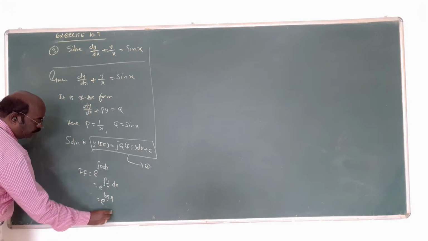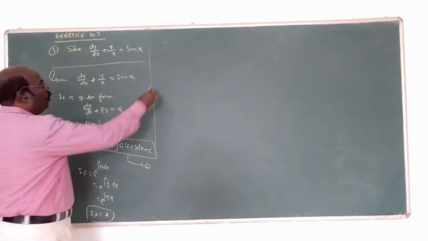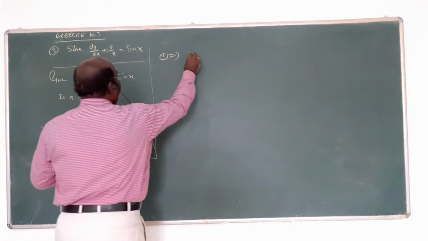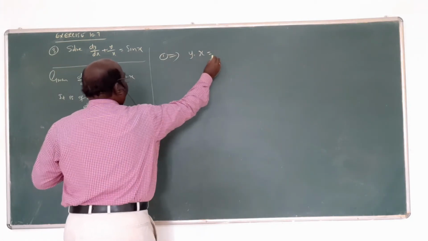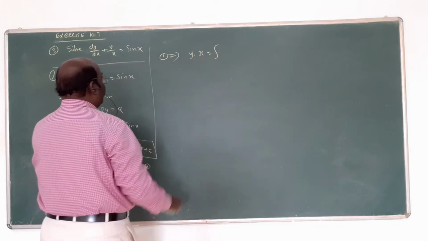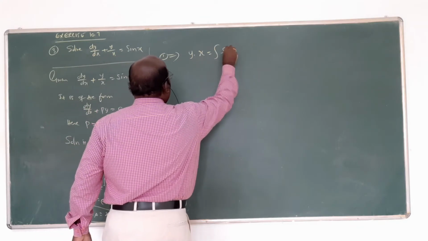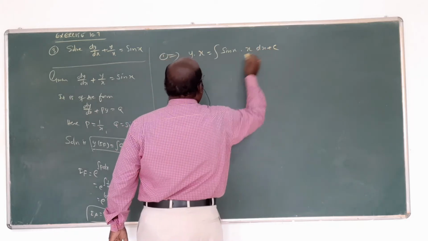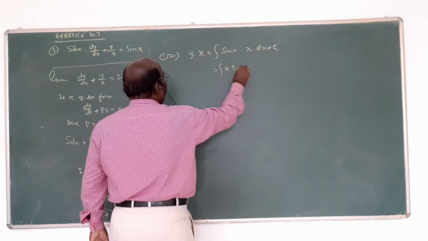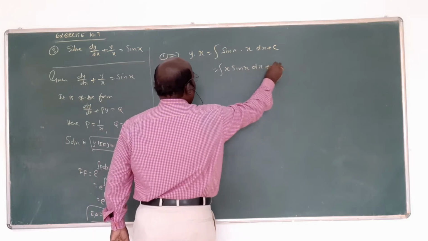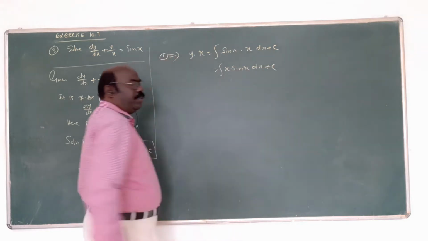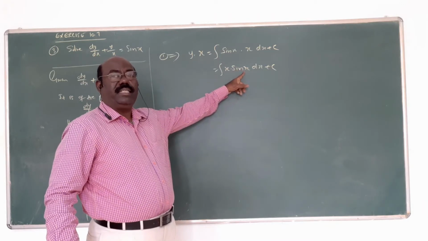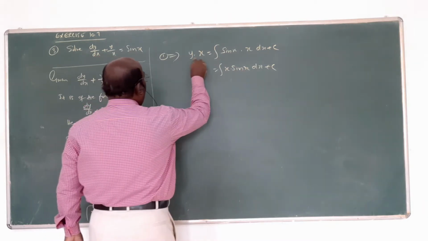Now y into IF equals integral of Q into IF, where Q is sin x, into IF which is x, dx plus c. Am I right? This becomes x into sin x dx plus c. Now it is a product of two functions: one is an algebraic function, one is a trigonometric function.